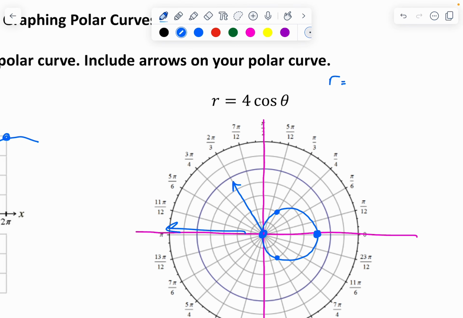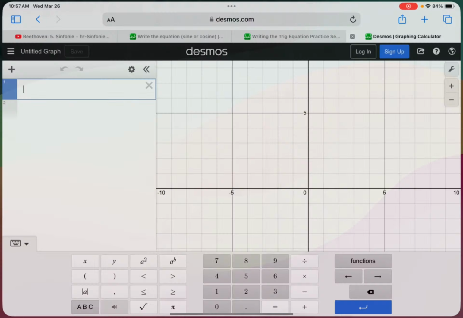We looked at the possibility when it was a negative 4 cosine theta. And then we looked at the possibility of what happens when it's a 4 sine theta. And then we looked at the possibility of what happens when it's a negative 4 sine theta. I want to do that by going to Desmos.